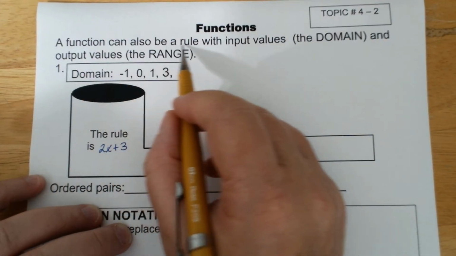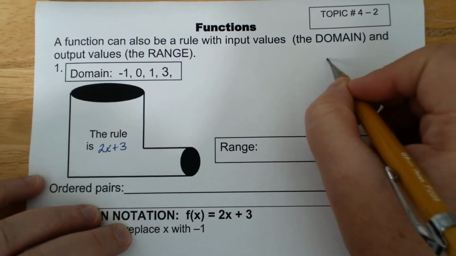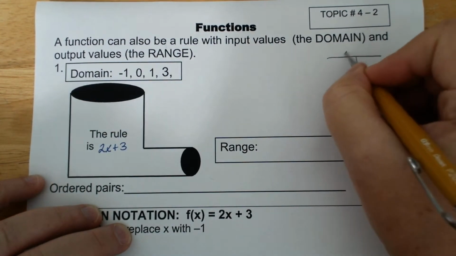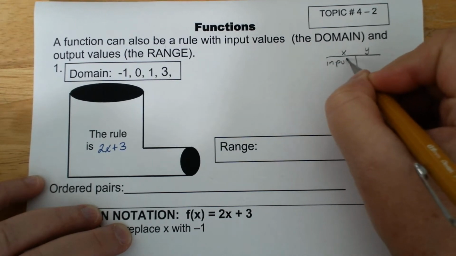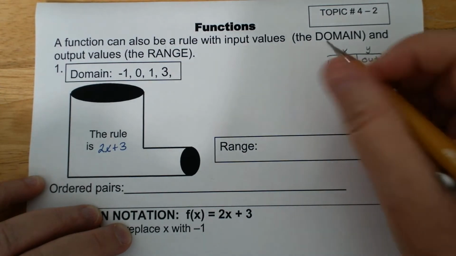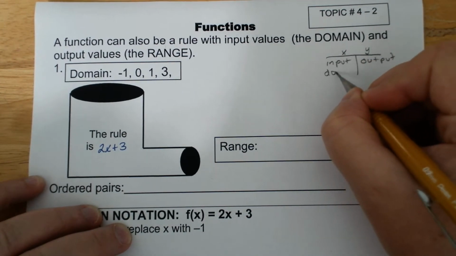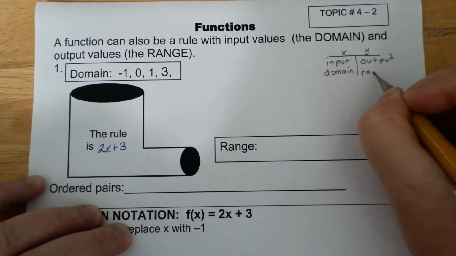A function can also be a rule with input values, the domain, and output values, the range. I'm going to make a chart over here in X and Y. X can be known as input, Y is output. X can also be known as domain and Y as range.